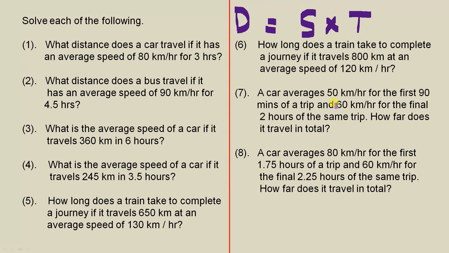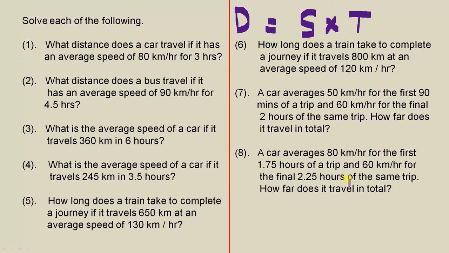For this one here, it has two parts to the journey. The first part, the car averages 50 kilometers an hour for the first 90 minutes, which is 1.5 hours. So you just put 1.5 for the hours. And for the next part, it averages 60 kilometers an hour for the final 2 hours. So all we do, we use this equation twice. Once for the first part with that information, and once for the second part. And that'll give us our answer of the total distance that the car travels.